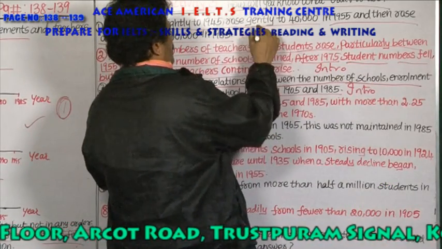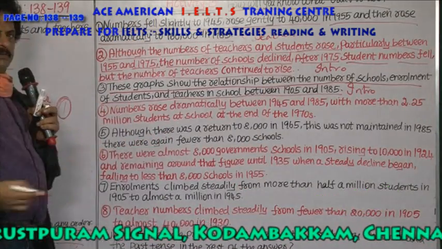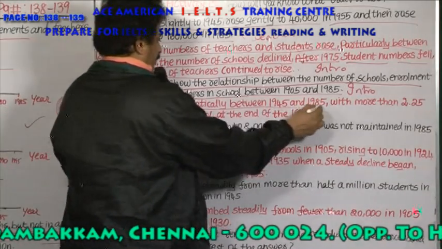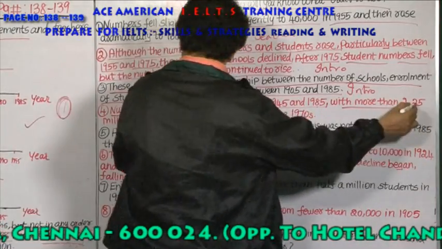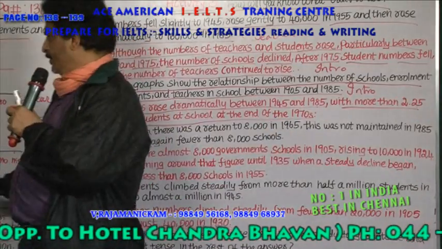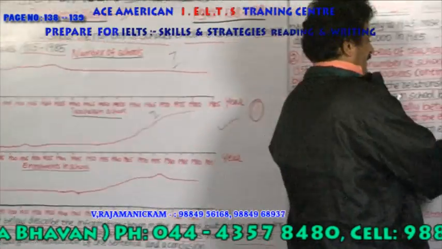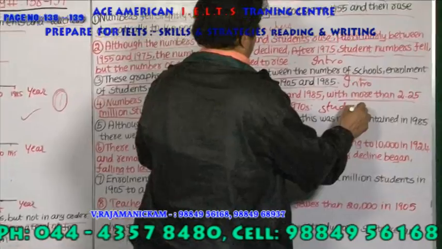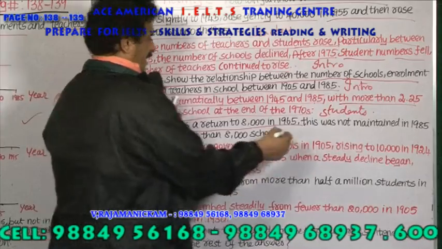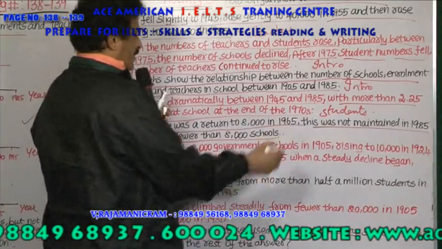And coming here to the fourth point, numbers rose dramatically between 1945 and 1985 with more than 2.25 million students at school at the end of the 1970s. So definitely it should be about the enrollment in school. So here it all says about the students. Then coming here, although there was a return to 8,000 in 1965, this wasn't maintained in 1985. There were again fewer than 8,000 schools. So definitely it should be about the schools, the number of schools.